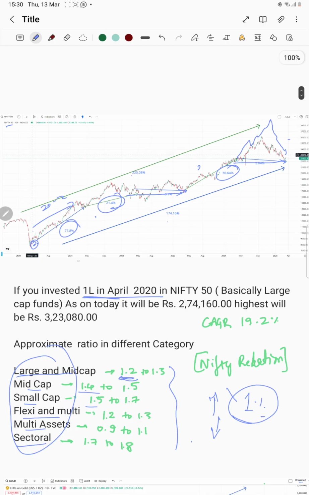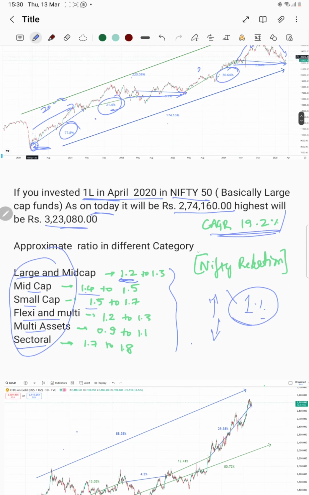So if you had invested 1 lakh rupees in April 2020 in Nifty 50, it will become 2,74,160 rupees at today's price, and at the higher price it will become 3,23,080 rupees. It has generated around 19.2% CAGR on average every year. If you have invested in these kinds of funds, you can take a screenshot and compare. Your portfolio will fluctuate around this much.